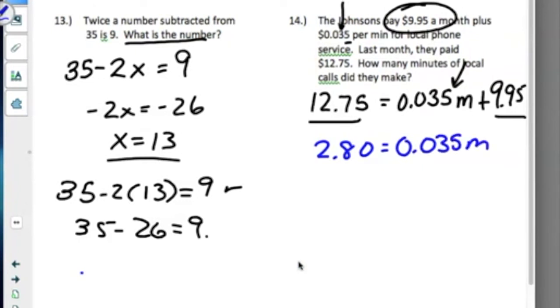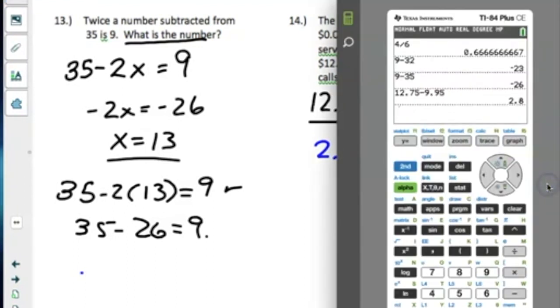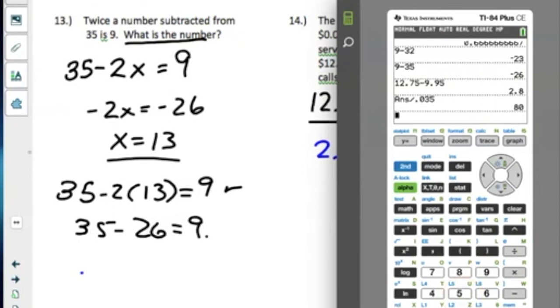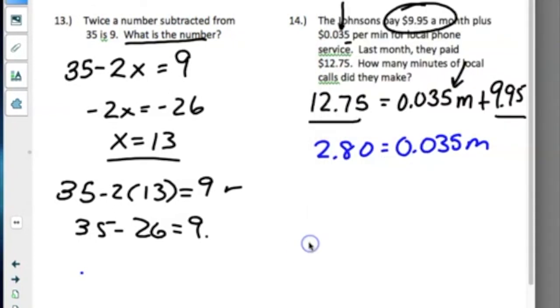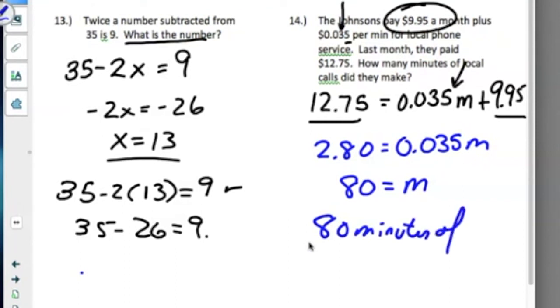So I'm going to find out how many minutes of local calls we made. So 2.8 divided by 0.035. Remember, that's 3.5 cents. So that's 80 minutes of calls. So 80 is my answer. So 80 minutes of calls.